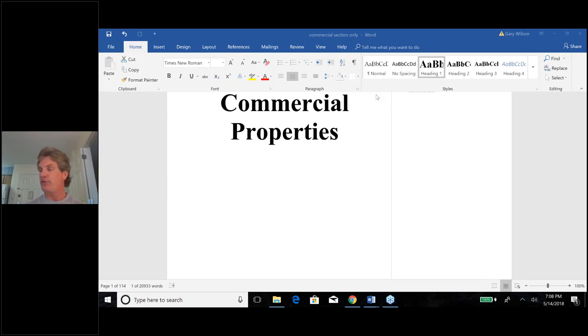So first things first, I want to talk about multi-units in commercial properties. Multi-units being anything 2 or more units per property. In the residential world, anything up to and including 4 units is still considered residential. Usually you'll find these on the residential databases. Anything up to and including 4 units.